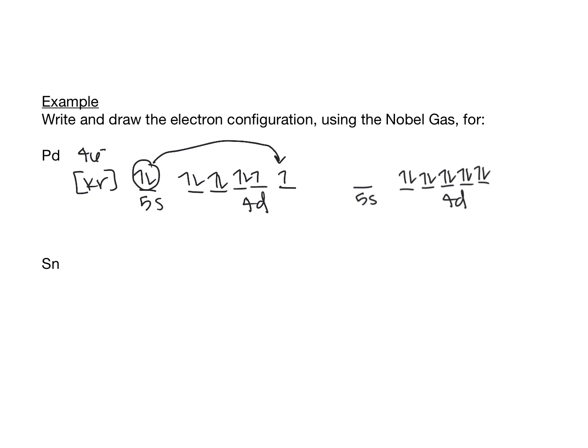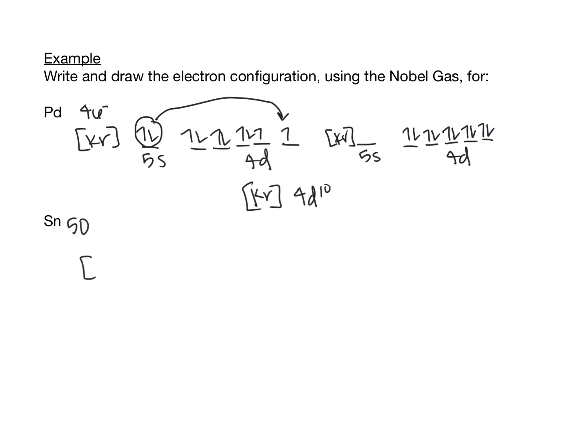So where, oops, we forgot our krypton. If you were to write those, it would be krypton 4d10. You can include the 5s0. You can also omit it. Either one is fine. So tin has 50 electrons.